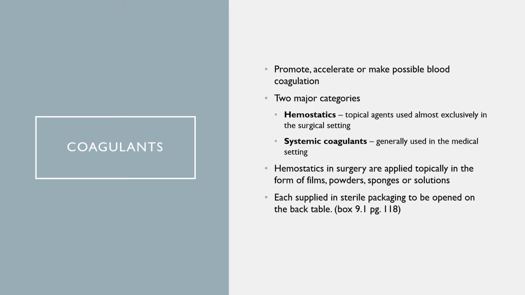All right, so now we're going to talk a little bit about coagulants. These promote, accelerate, or make possible blood coagulation. There are 2 major categories. Hemostatics are topical agents, generally used almost exclusively in the surgery setting, and systemic coagulants that are generally used in the medical setting. Hemostatics in surgery are applied topically in the form of films, powders, sponges, or solutions. And each is supplied in sterile packaging that can be opened up onto the back table. And there is a box 9.1, again on page 118, that lists these in total.